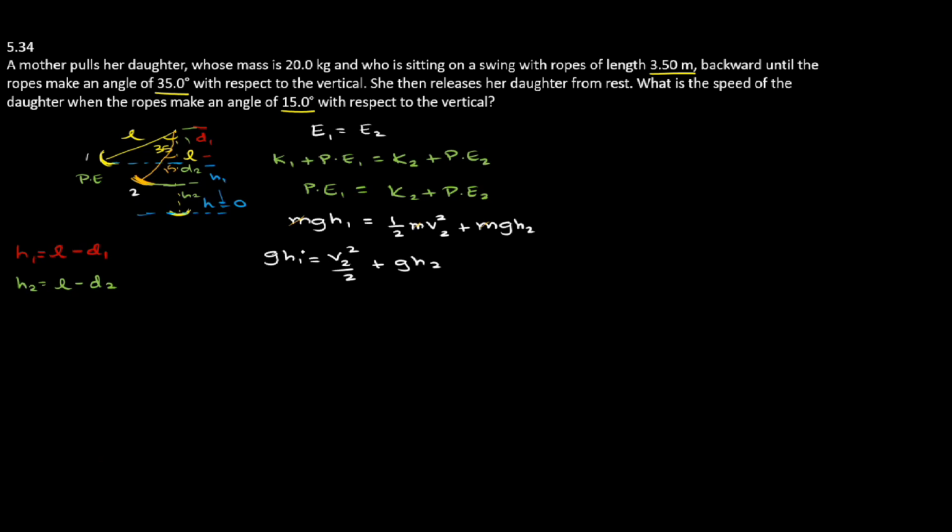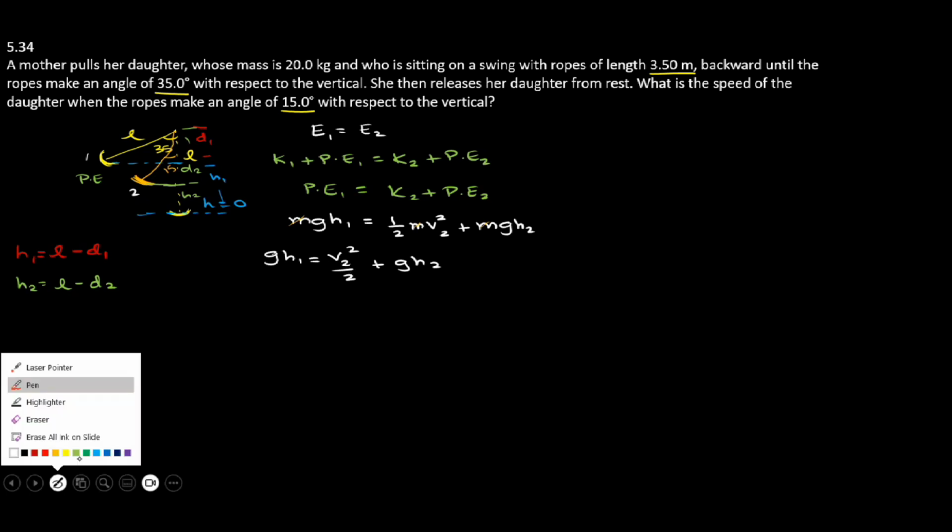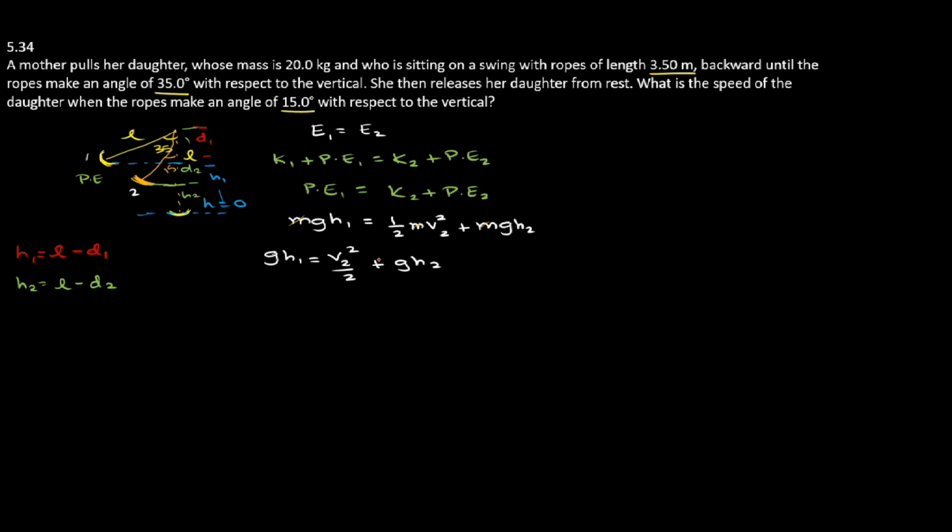Now I need to find the velocity or the speed, so I must rearrange the terms to isolate v. So I will move this gh2 to the other side, and since it is plus here, when I move it to the other side, it will become minus. So we write this expression as gh1 minus gh2 equals v2 squared by 2. Multiply by 2 and rearrange again, we get v2 squared equals 2g(h1 minus h2).